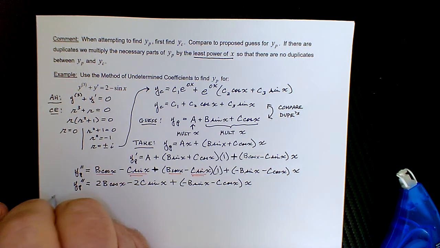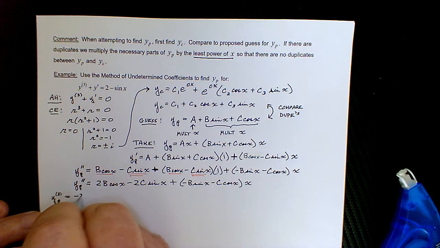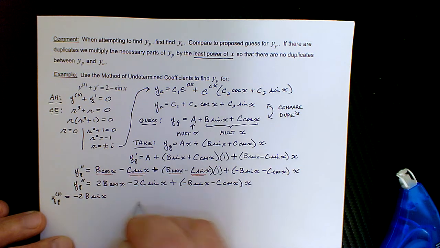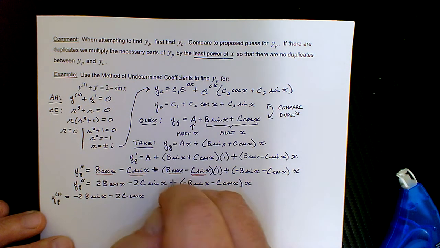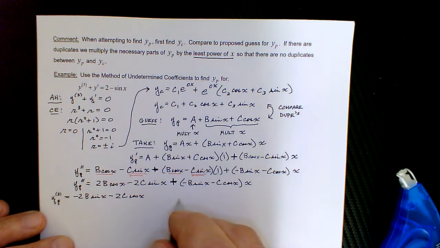And then finally the third derivative. Okay, so we get minus 2b sine x minus 2c cosine x. Okay, product rule again, once again.